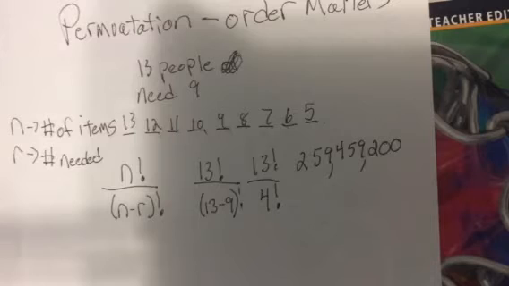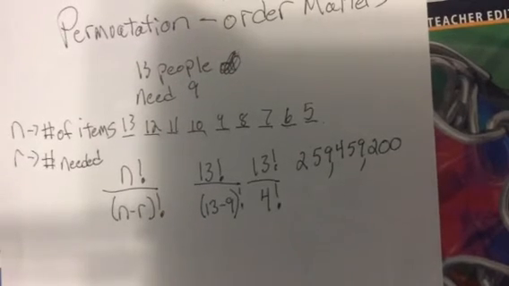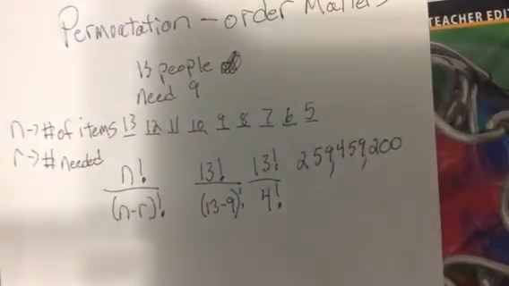So maybe for your homework tonight, I should have you come up with 13 names and then arrange them in a row for 9 at a time. You would just have 259 million ways of doing it. That might take you a couple minutes. Don't do it though, I'm just joking.